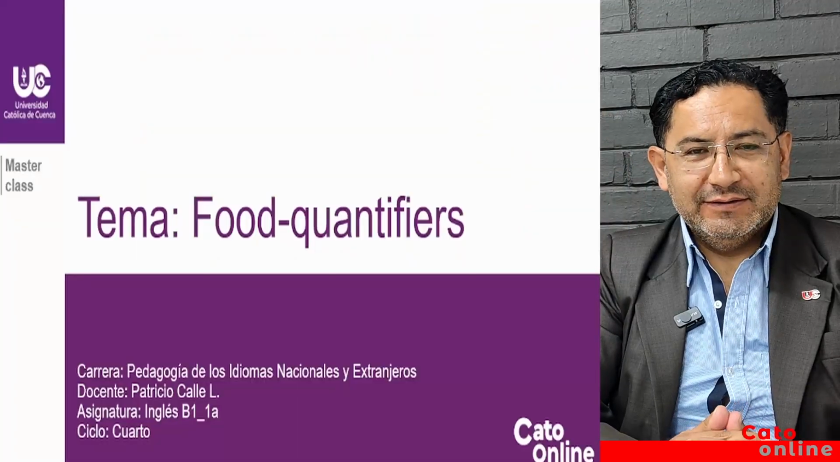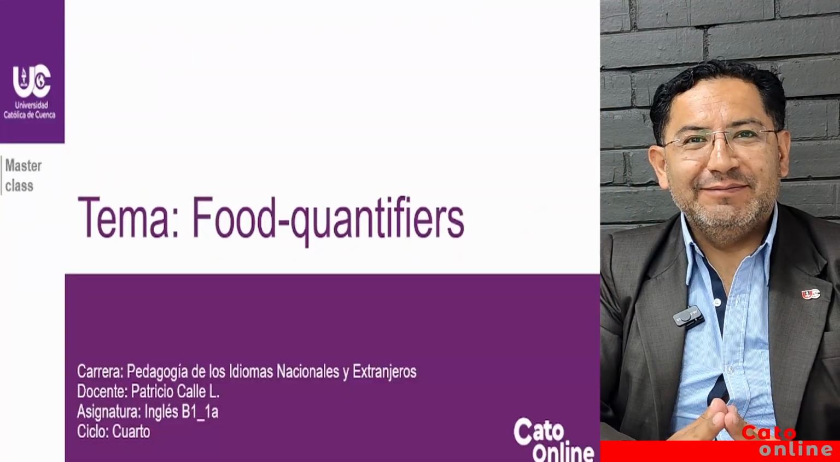Today in this master class we are going to talk about food and quantifiers. It is an interesting topic because we are going to talk about different kinds of nouns or elements that we can count or we cannot count. For example, we have nouns that we can count: one apple, two apples, or elements like a cell phone, one cell phone, two cell phones. That's the idea. But today we are going to focus on food.